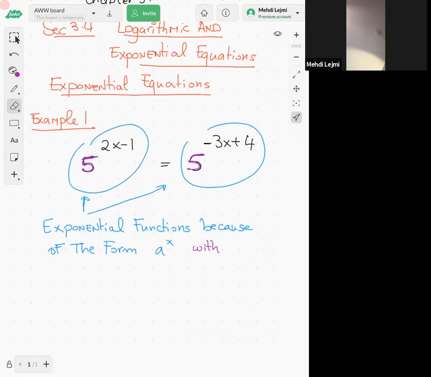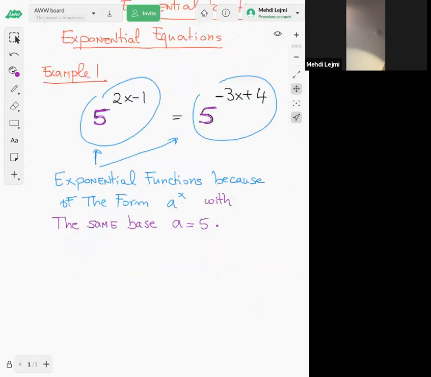Okay, this is really important, because you will see in the next example we're going to have exponential functions with different bases. But in this example, we have the same base, which is 5. So a is equal to 5. When we have an exponential equation with the same base, the first step is to apply a log.